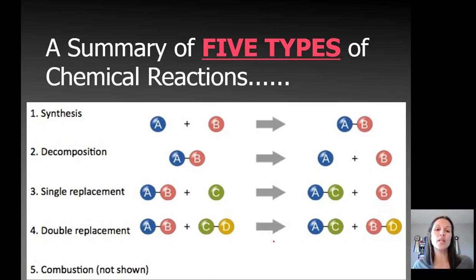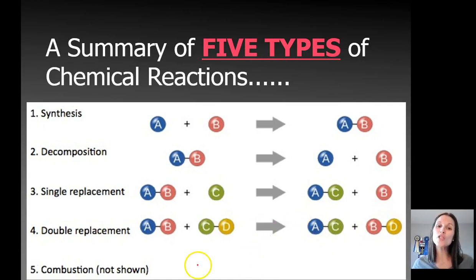So summary of the 5 major types of chemical reactions. Synthesis, you have 2 reactants yielding 1 product. Decomposition, you have 1 reactant breaking down to yield 2 products. Single replacement, you have a simple element with a more complex compound. This simple element can replace the like charged ion and you end up with a single swap. Double replacement, both compounds are going to switch the ions that they originally came with. So AB plus CD ends up as AC plus BD.